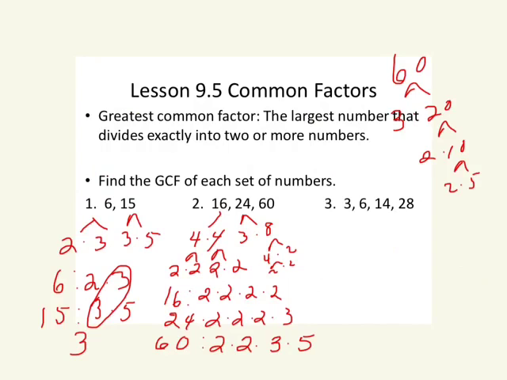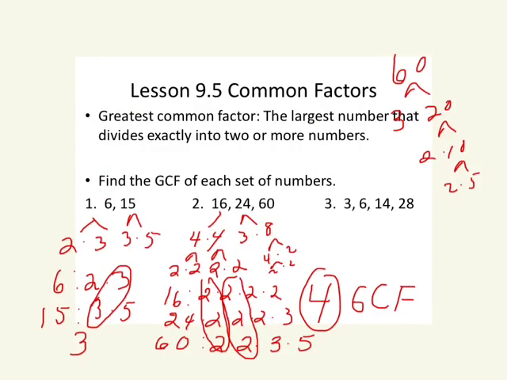Well, now we have to look at what's common. There's a set of 2's that's common in all 3 numbers. There's another set of 2 that's common in all 3 numbers. And that's it. The 3's aren't common in all 3 numbers. 5 isn't common in all 3 numbers. So the product of 2 times 2 is 4. So 4 is my GCF.